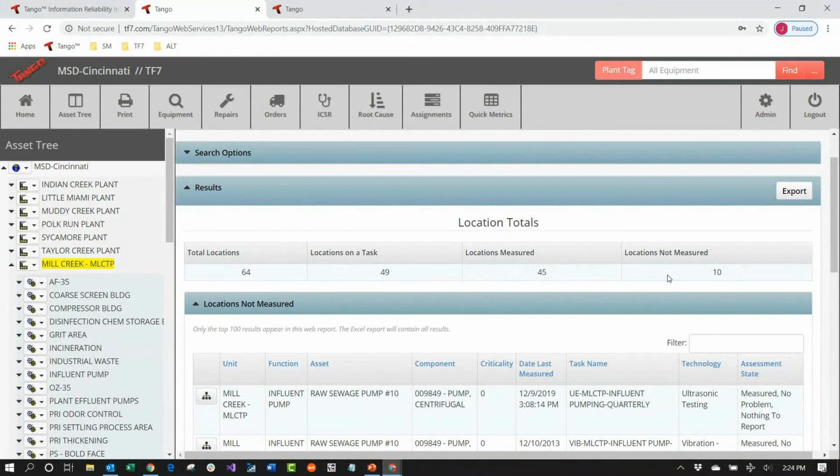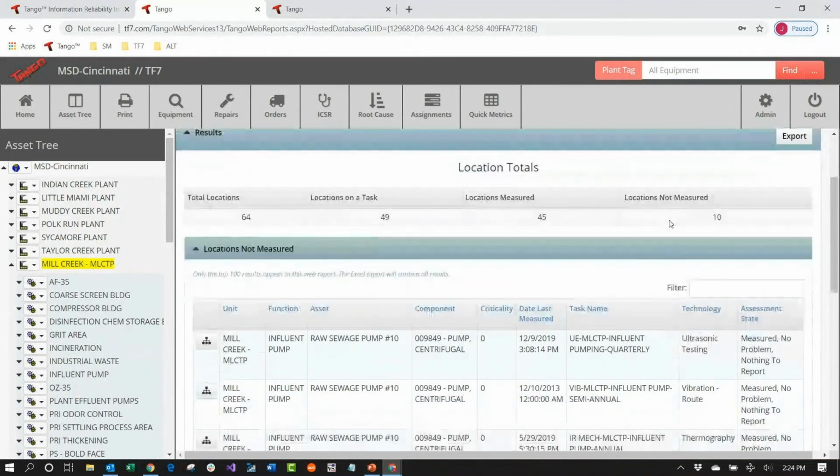The difference there is there's multiple technologies in here, so obviously some have not been measured more than once by more than one technology. So if you had just one technology, then it'd just be a simple subtraction there.